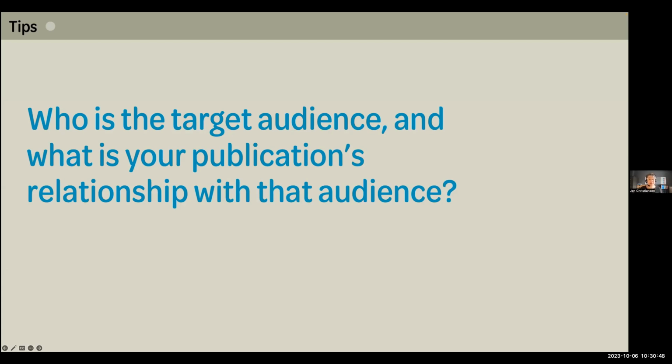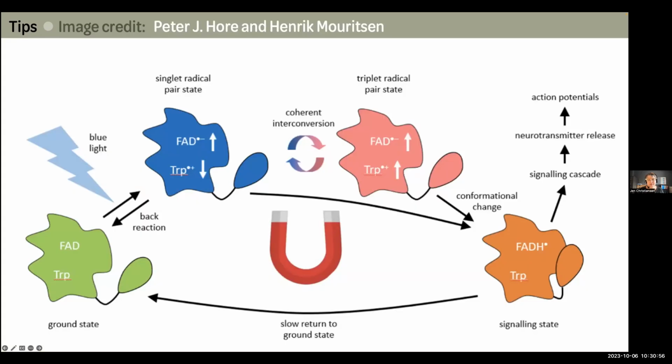Okay, so other questions you should ask yourself. Who is the target audience, and what is your or your publication's relationship with that audience? So for example, for an article on quantum mechanics and bird navigation, the scientist authors provided us with a super reference diagram, this one. So the key information is all represented here, but it's not very clear unless you already know a bit about the topic. It's optimized for their peers, an expert audience.